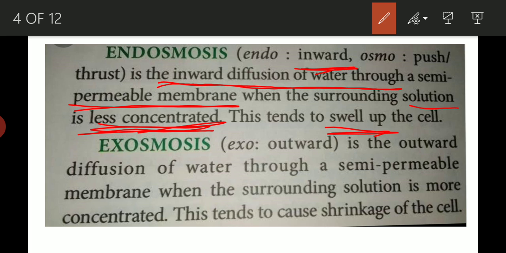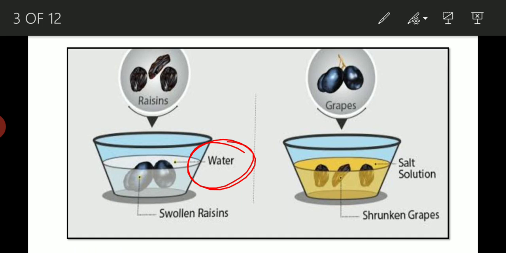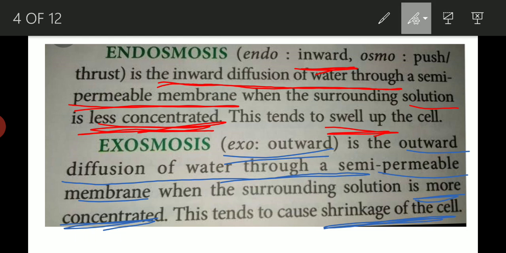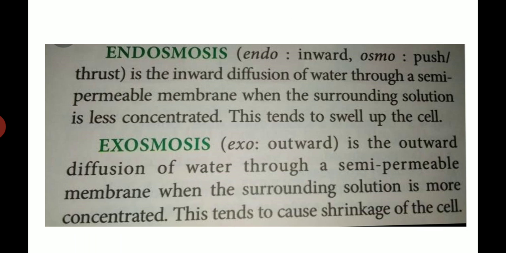On the other hand, exosmosis, exo means outward. This is the outward movement or diffusion of water, obviously through a semi-permeable membrane, but here the cell is kept in a more concentrated solution. So there will be shrinkage of the cell. In the case of salt solution, the solute particles are more in concentration than the solvent. Clear? So this is all about exosmosis and endosmosis. I think it is absolutely clear to you all.